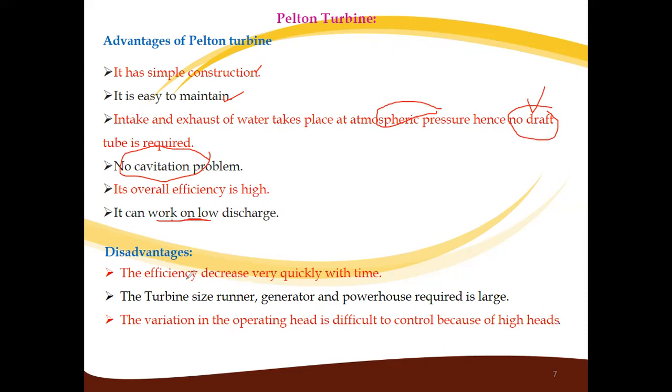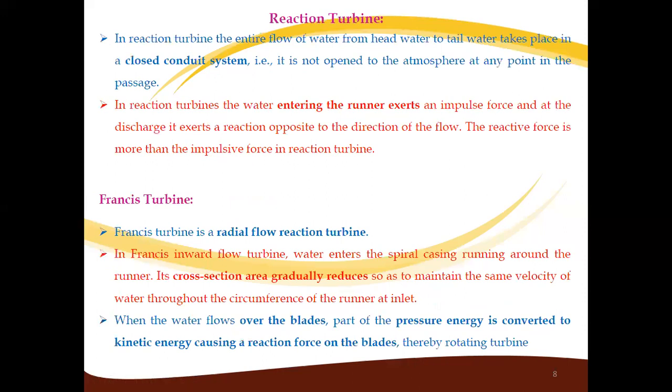Disadvantages: efficiency decreases very quickly with time. The turbine size, runner, generator and powerhouse should be large. The variation of operating head is difficult to control because of the high head. This type of turbine is usually applied when the head of water is above 100 meters, that is, we require a high head in the Pelton turbine. So these are the advantages and disadvantages of the Pelton turbine. Now we will see the next turbine, the reaction turbine.